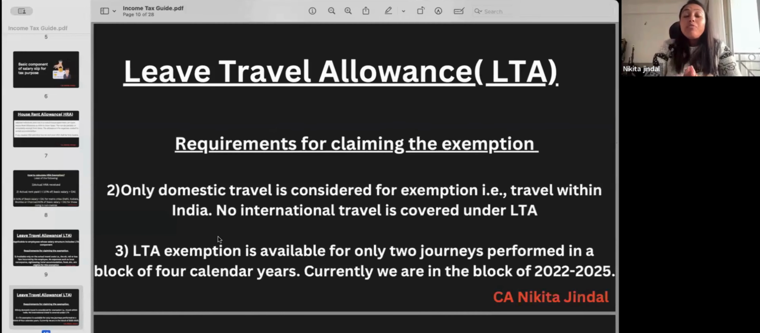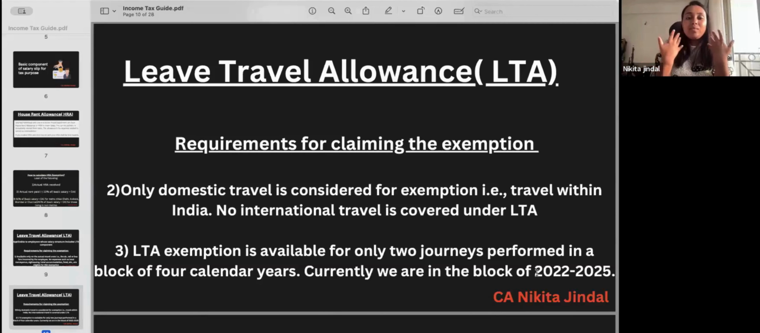Number 2, this is only for domestic travel. You cannot claim LTA for international travel. So this is also very important. Please keep a note that you can claim only on domestic travel. And number 3, you can claim 2 LTAs in a block of 4 years. Currently we are in the block of 22 to 25, so you can claim LTA only 2 times, only 2 travel journeys under this block. So these are the 3 key factors you need to consider while claiming LTA.